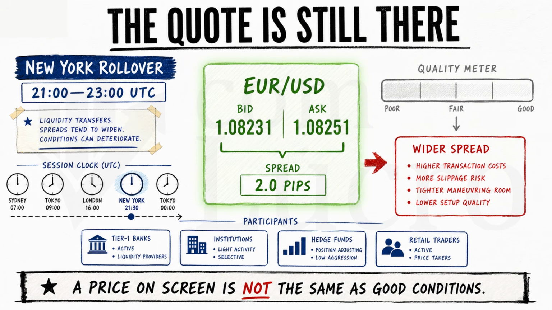Remember the rollover window after New York closes. We said to leave roughly 21 to 2300 UTC alone because even major pair spreads can widen. That is not because Forex has stopped existing. It is because the market has fewer participants at the exact moment you need someone to take your order. The quote is still on the screen. The quality behind it has changed.